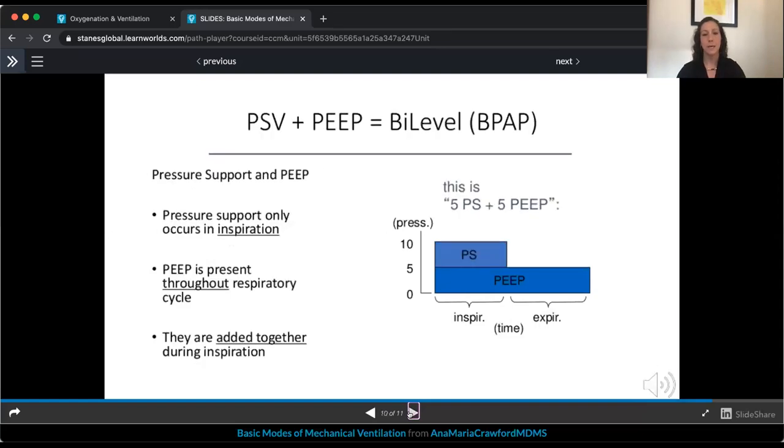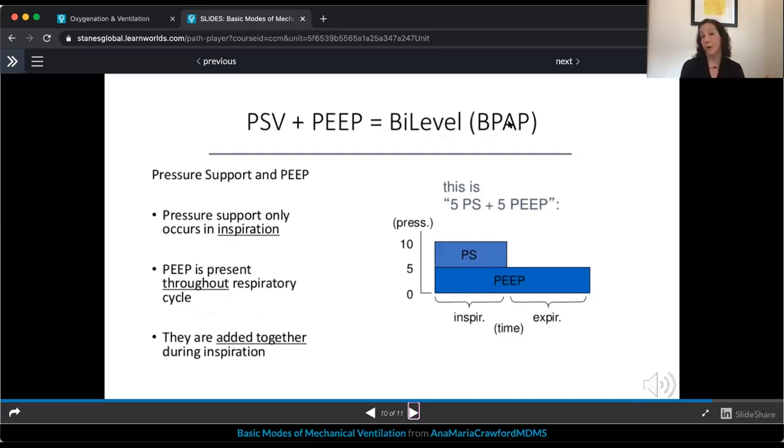So what is bilevel? Pressure support plus PEEP is bilevel. BiPAP is actually a little bit of a misnomer. It's a brand name, I think, by Philips. So bilevel is the proper term when you have pressure support plus PEEP. Okay.